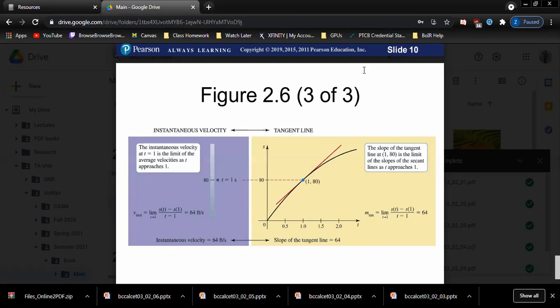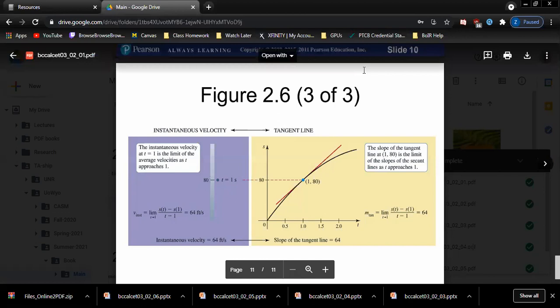Approaches. Approaches, very good. Anyone else? Move towards. Sorry? Moving towards. Okay, moving toward. Okay, yeah, very good. So since we're looking for a value at a particular point, we'll approach that point. And we'll approach really, really close to that point and see what it gives us.